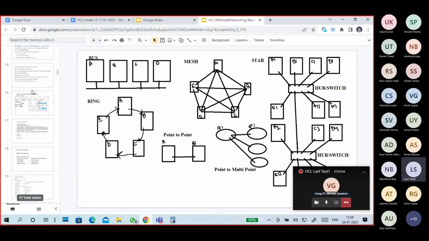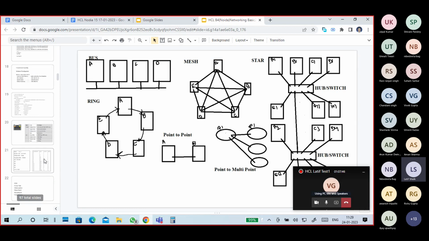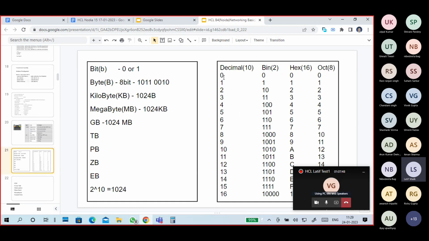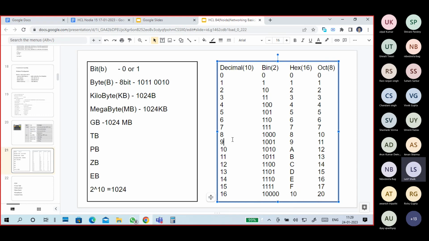Somewhere I have written like this. This is a decimal format, having 0 to 9. It will be repeated like 10, 11, 12, and when 19 is reached, it goes to 20. In binary, there are only 2 states, 0 and 1: 10, 11, 100, 101, like this.